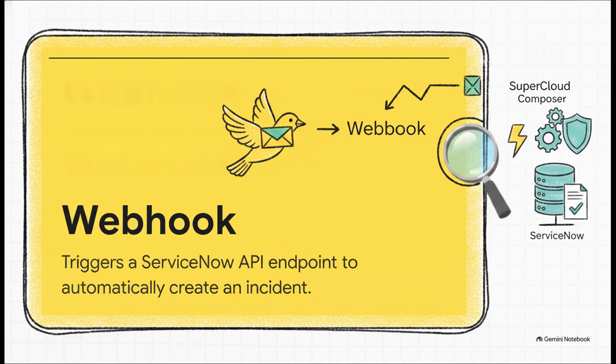What does this specific webhook actually do? Basically, when a specific SuperCloud Composer policy matches an alert in SuperCloud, SCC instantly fires off a data payload to a scripted REST API endpoint that we're going to build in ServiceNow. And the result? An incident record is created automatically. No human intervention required whatsoever.